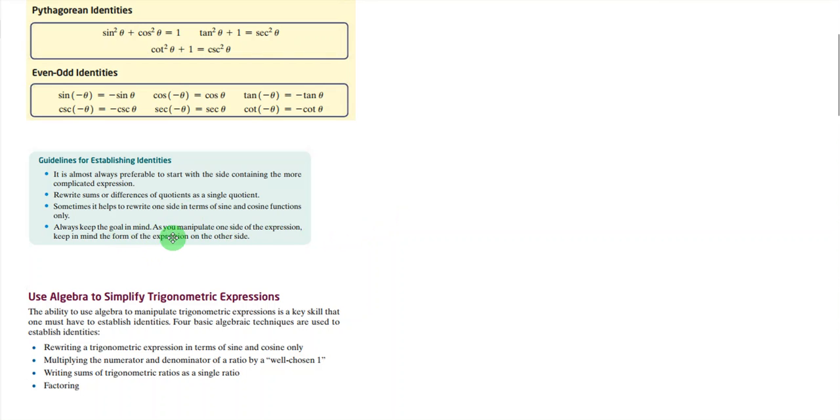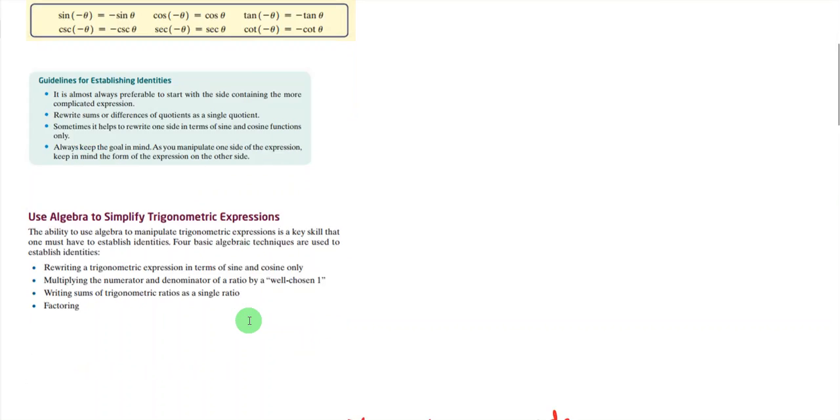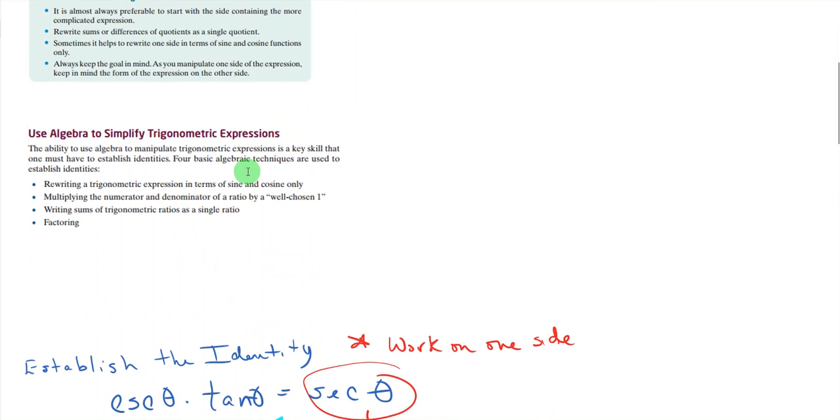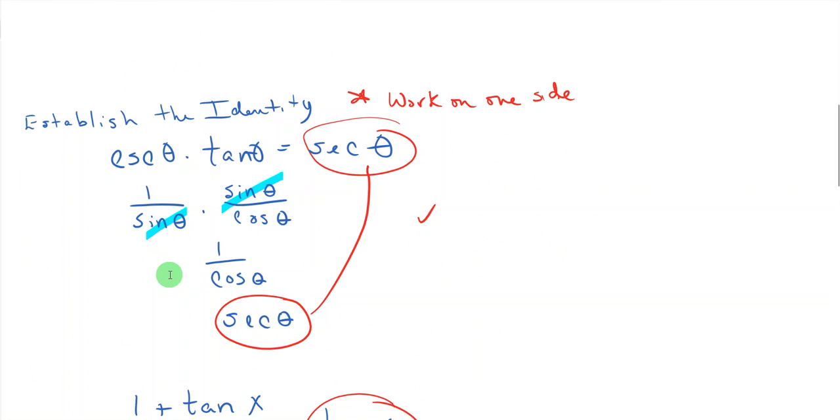As you manipulate or change one side, keep in mind the form of the other because you're trying to make them be equal. Sometimes you can use algebra to simplify things. So you have to remember about multiplying numerator and denominator by a ratio of a well-chosen one, writing sums as a single ratio, factoring, different things. So let's look at a couple of these.